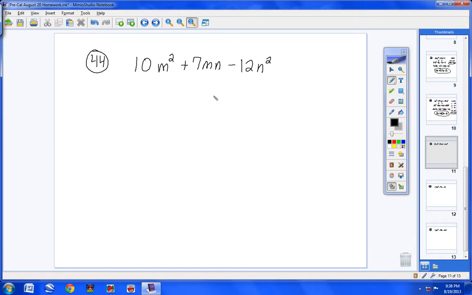44. All right. There's nothing common you can pull out, numbers or variables. So I notice my lead coefficient is 10. So 10 times negative 12 is a negative 120. So I'm going to have to somehow find factors of negative 120 that combine up to a positive 7. Let's see, 1, 2, 3, 4 is not going to work, 5, 6, 7.